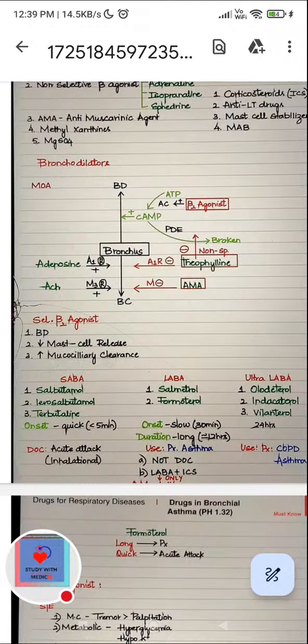Bambuterol is a prodrug of terbutaline. It is administered orally. Once daily dose is used, it has a long duration of action. So Bambuterol is a prodrug of terbutaline.